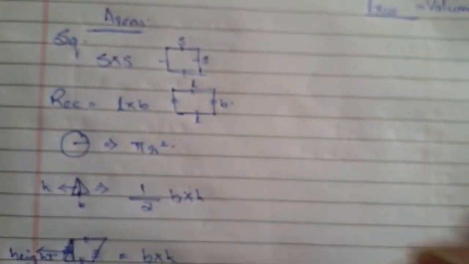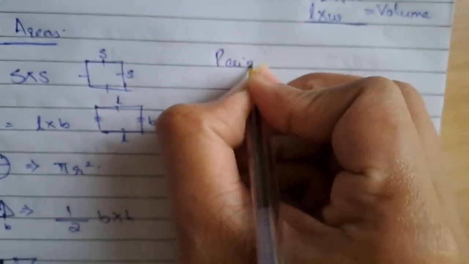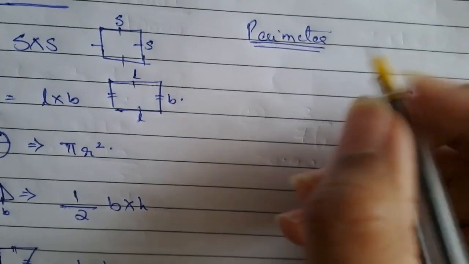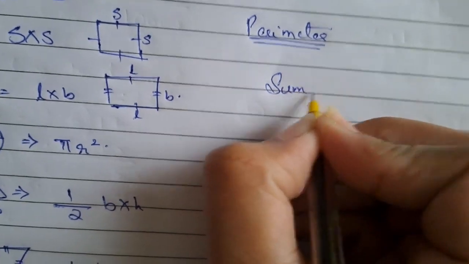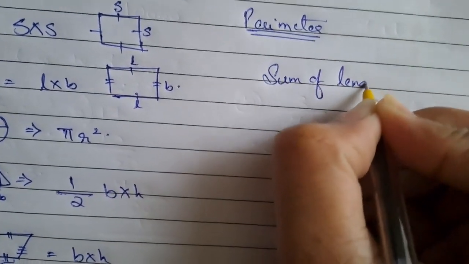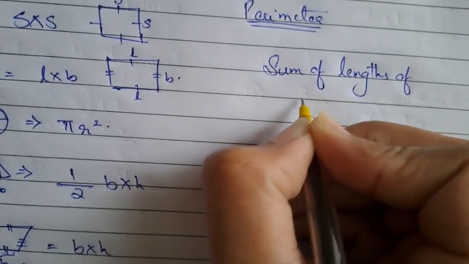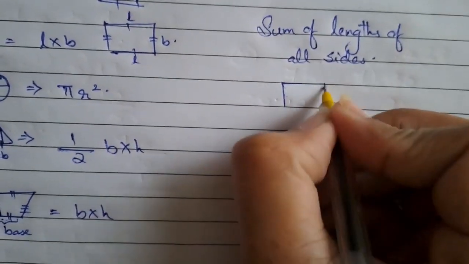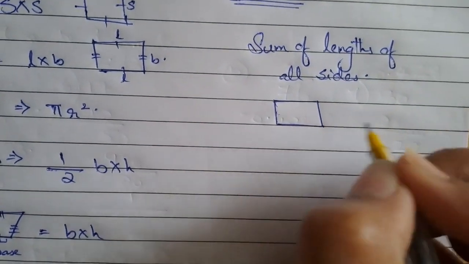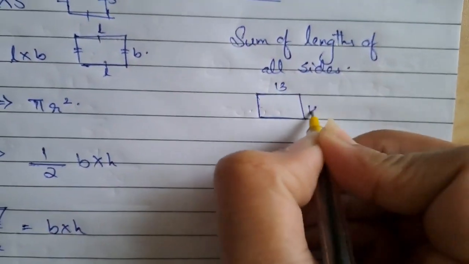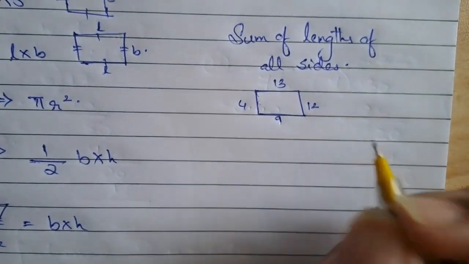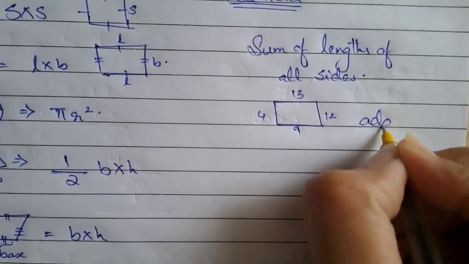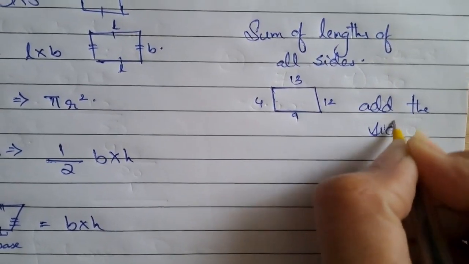But what about the perimeter? How am I going to calculate the perimeter? To calculate the perimeter, there's one simple rule. The perimeter is actually the sum of lengths of all sides. If I write it down, it seems like a very big formula, right? If I have this shape, how do we do it? Whatever it is: 13, 12, 9, and 4. Suppose I'm supposed to find the perimeter for this one. How? Add up all the sides. Add the sides given. Finished.